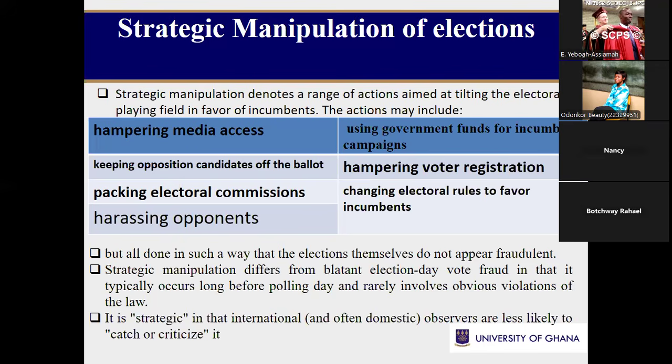Using government funds for incumbent campaign or hampering voter registration. And more strikingly, they sometimes may want to change electoral rules to favor incumbents. Sometimes they want to change the constitution. Third term agenda. They want to amend the constitution, change the electoral rules so that a president can go for 3 terms. Burkina Faso and some states attempted it.